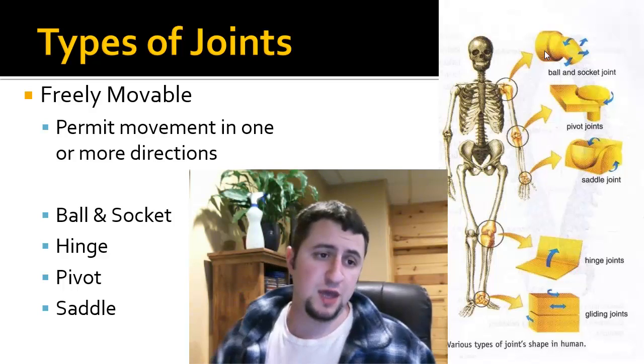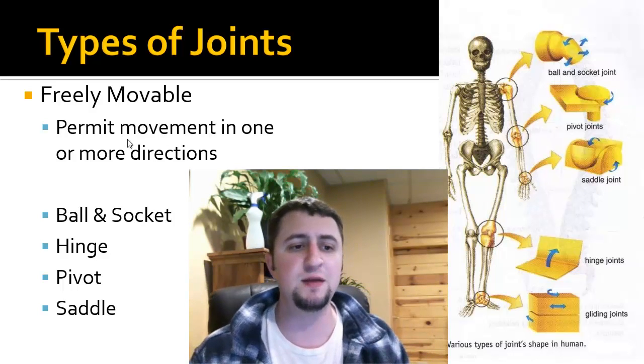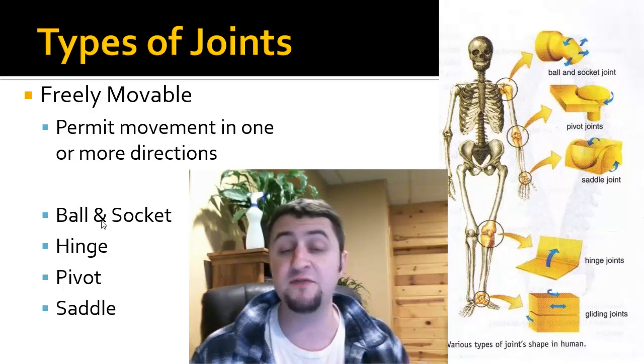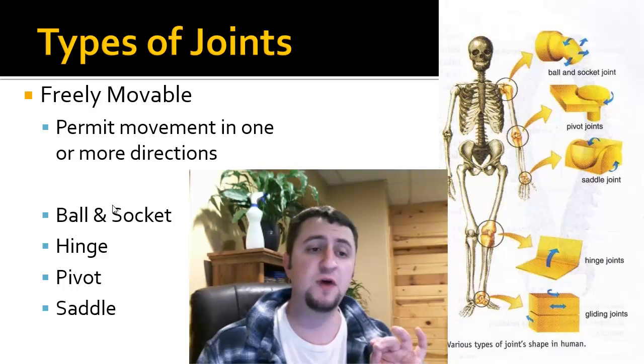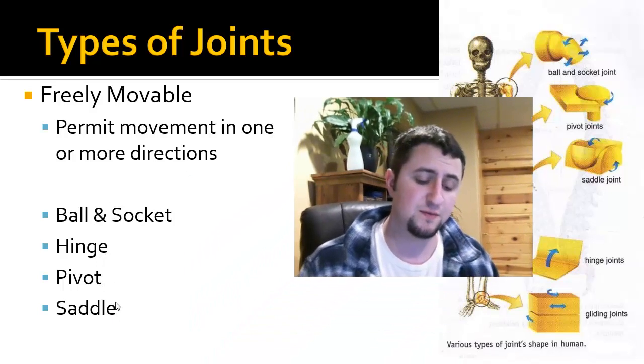Then we also have our freely movable joints, which permit a lot of movement in either one or more directions. And we have four types that we're going to go ahead and talk about. We have the ball and socket type of freely movable joint. We have the hinge, pivot, and saddle joints.